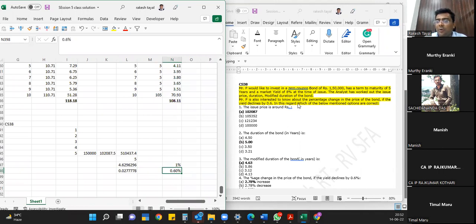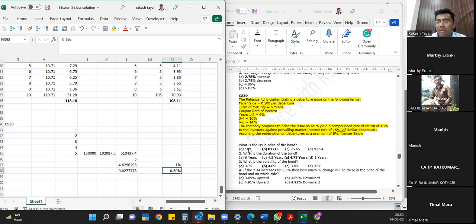एग्जाम में दिया हुआ सर, ये पेपर में ये रहा। Mr. P is also interested to know about the percentage change in the price of bond if the yield declines by 0.6. राइट सर राइट. ये रिलायंस भी नहीं छोड़ रहा, रिलायंस फिर आ गया. कीजिए 39.